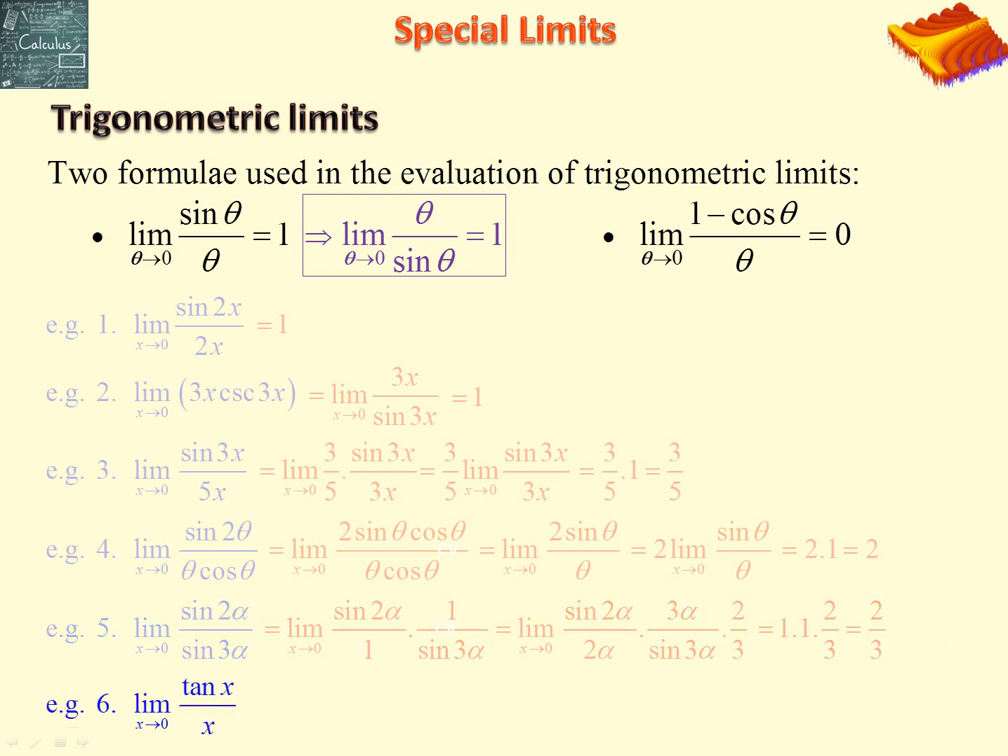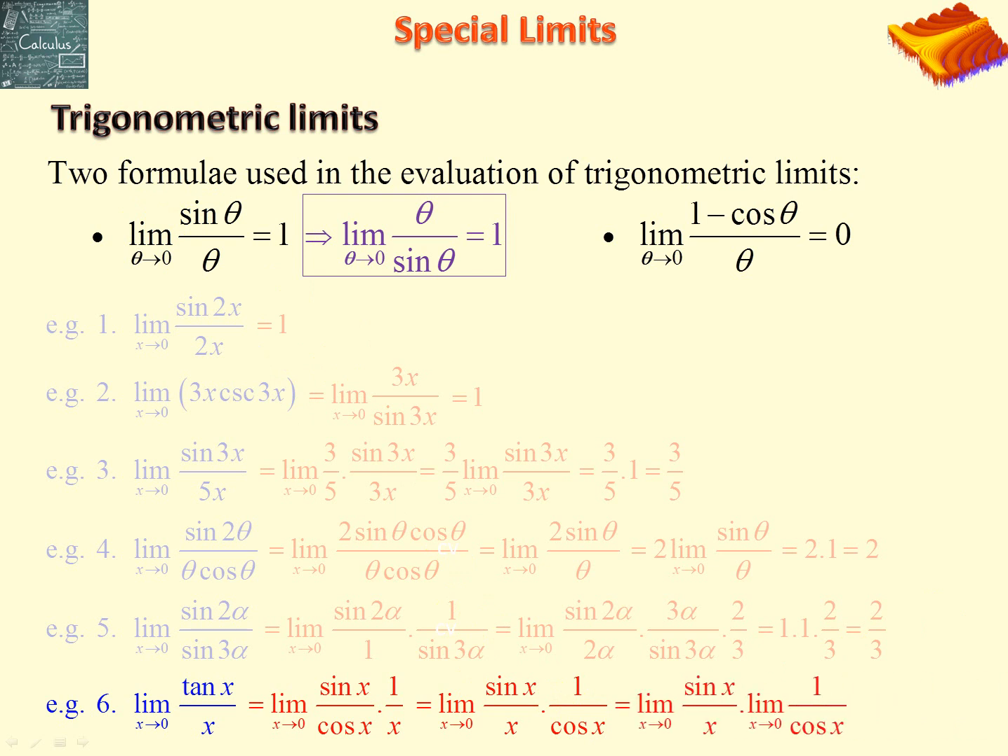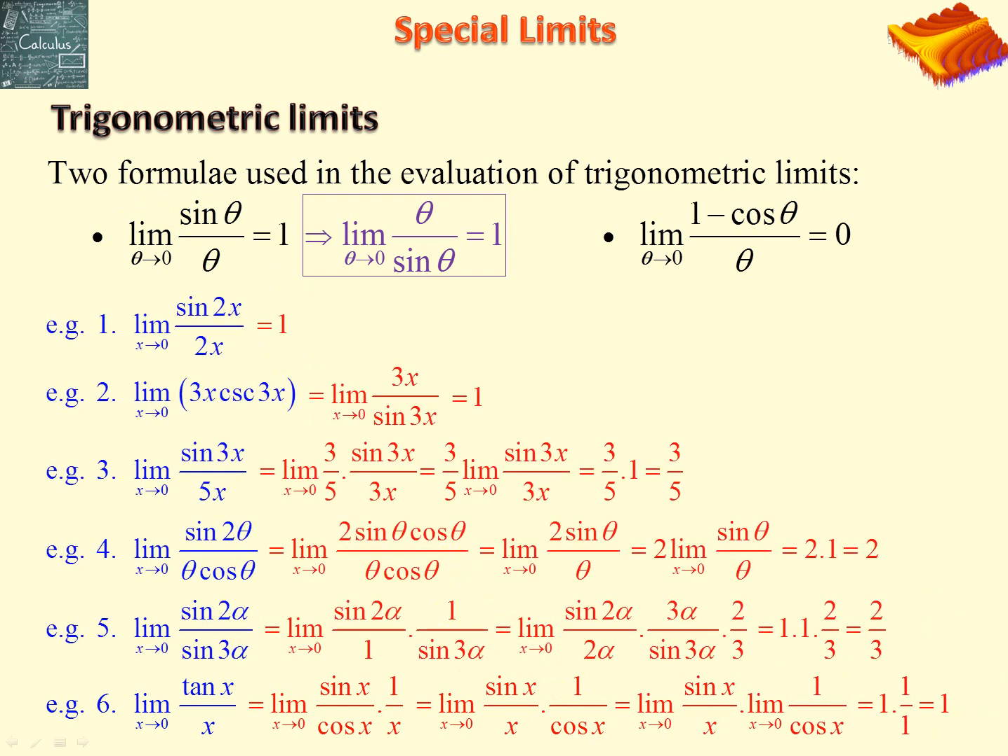And tan x over x, we're going to convert tan x to sine over cos. Sine x over cos x times 1 over x for the division by x. Rearrange slightly, and there we have this rule again. And if we substitute 0 in there, very straightforward, 1.